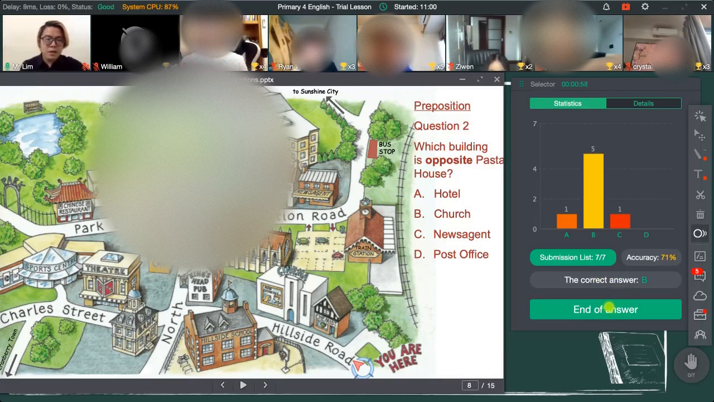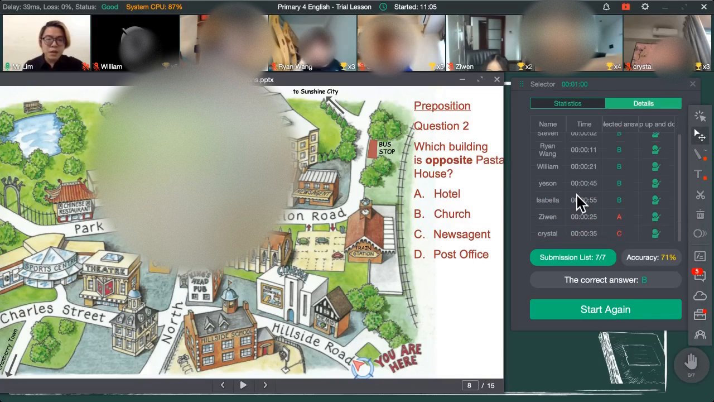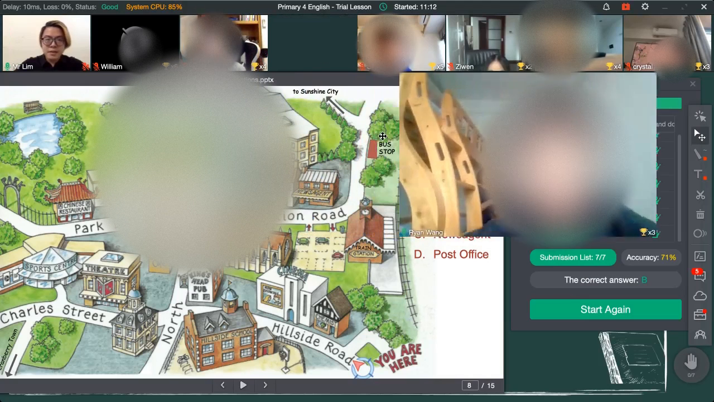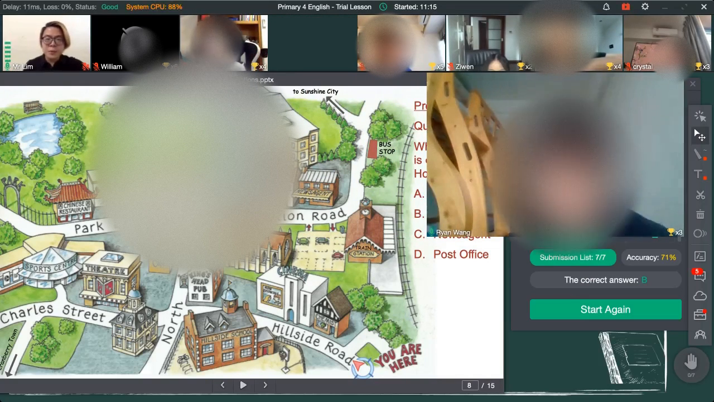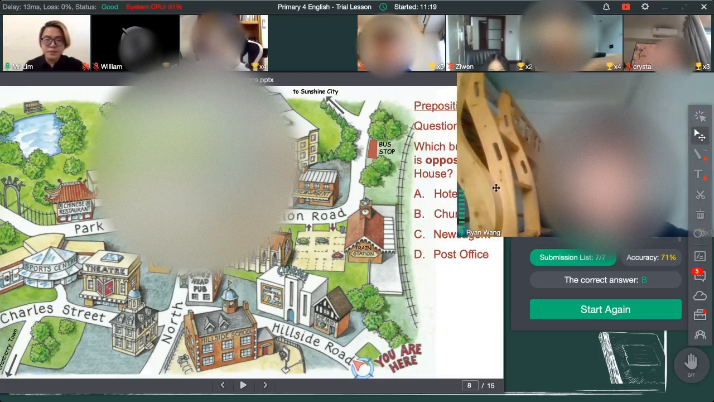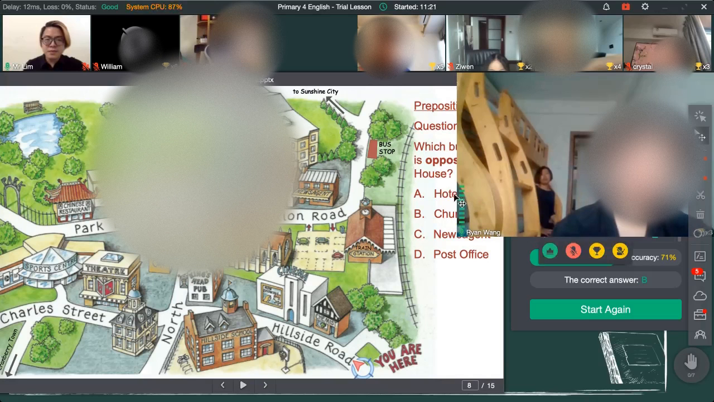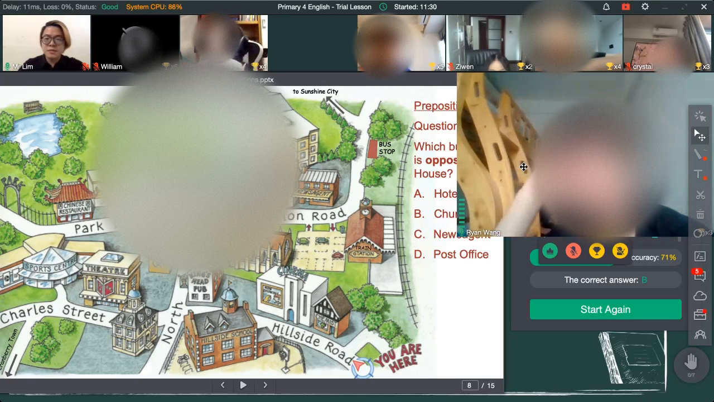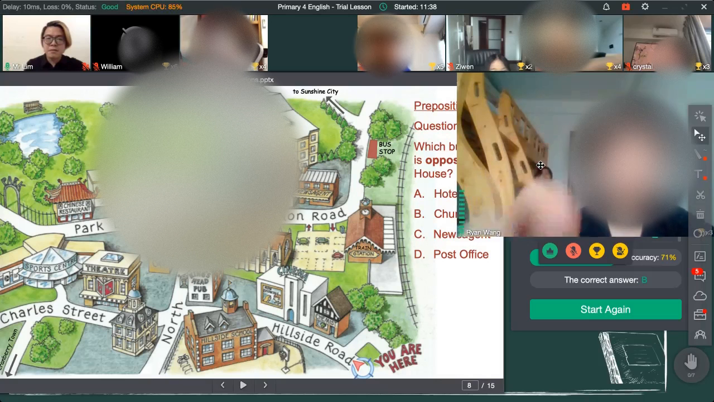Okay, let's take a look. Most of you chose B. Okay, let's get Ryan. Hi, Ryan. Could you explain to me why you chose B? Because the opposite of the pasta house means behind it or in front of it. But since the opposite, there's only the church, which is the opposite. Why is it not the Grand Hotel? The Grand Hotel is actually not the opposite because it's not.